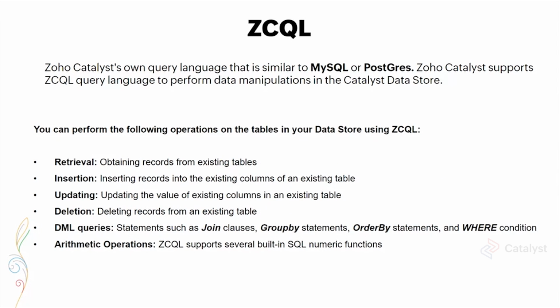ZCQL, which is Zoho Catalyst's own query language, is very similar to MySQL and Postgres. It provides you the functionality to perform data manipulations in the Catalyst data store. You'll be able to do retrieval, insertion, updating, and deleting. DML queries like join, group by, order by, and where conditions are something that you can use. And basic arithmetic operations are also baked into ZCQL so that numeric functions can be handled through the ZCQL query.